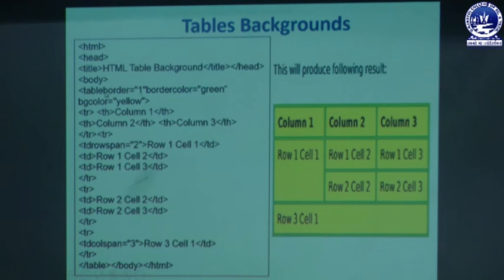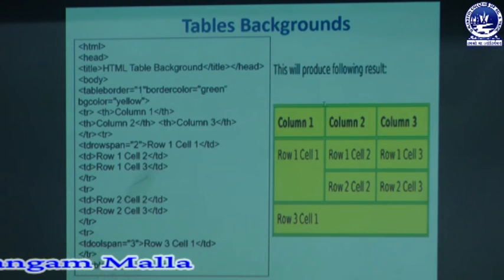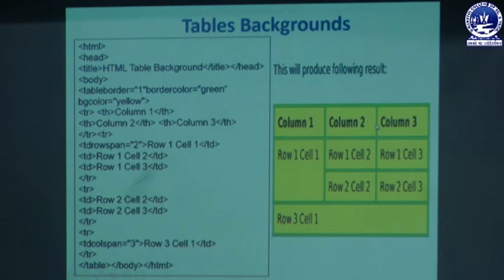Next, as we know, the table tag must be enclosed within the body tag. So table border equal to 1 means we have specified that the border width should be 1. Here we have written border color equal to green. As we have discussed, the border color of the table tag is used to define the color of the border. As we have specified green over here, you can see the reflection over here. That means the border of the table is green in color.